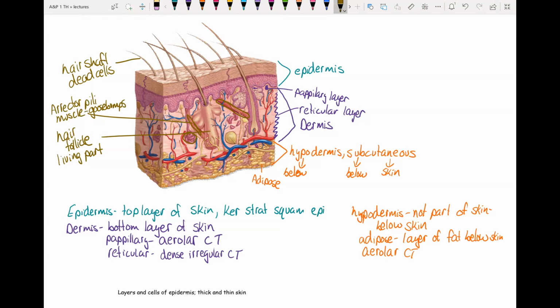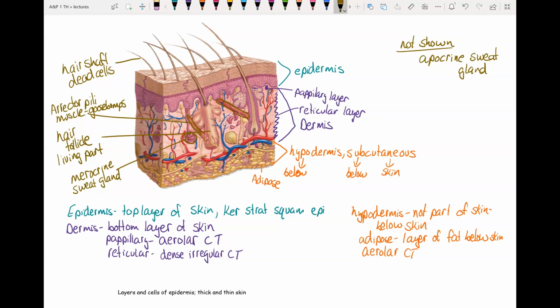You have sweat glands. This right here is a merocrine sweat gland. Now you have another type of sweat gland that's not shown in this picture, and that is the apocrine sweat gland. The merocrine sweat gland is shown here because it occurs all over your body. The apocrine sweat gland is not included in this picture because you only have apocrine sweat glands in a few places of the body.